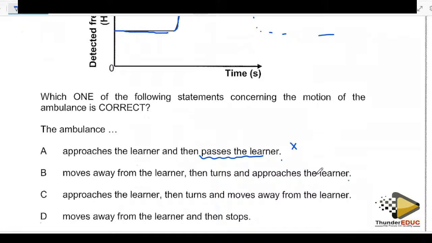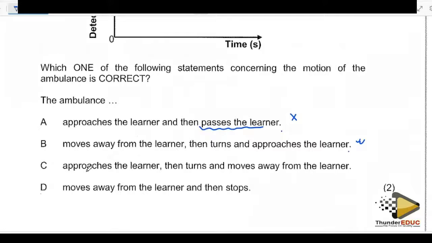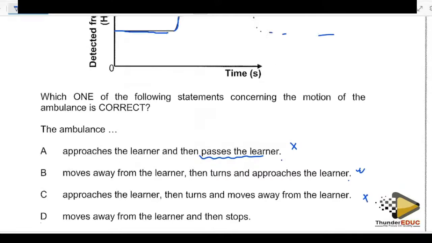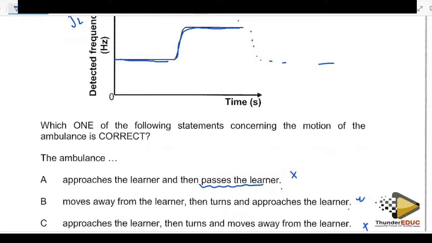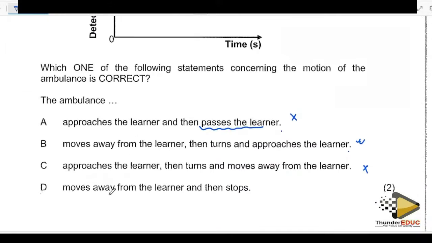Moves away. So when it's moving away, the frequency is low. And then when it approaches the learner, the frequency increases. There's some truth in that statement. Let's see option C: it approaches the learner and then turns and moves away. No, that is not correct, because if it was turning away, then the second part of the graph would be lower than the first one. Option D: it moves away from the learner and then stops. This is out. So I'll take option B because it has some bit of truth in it.